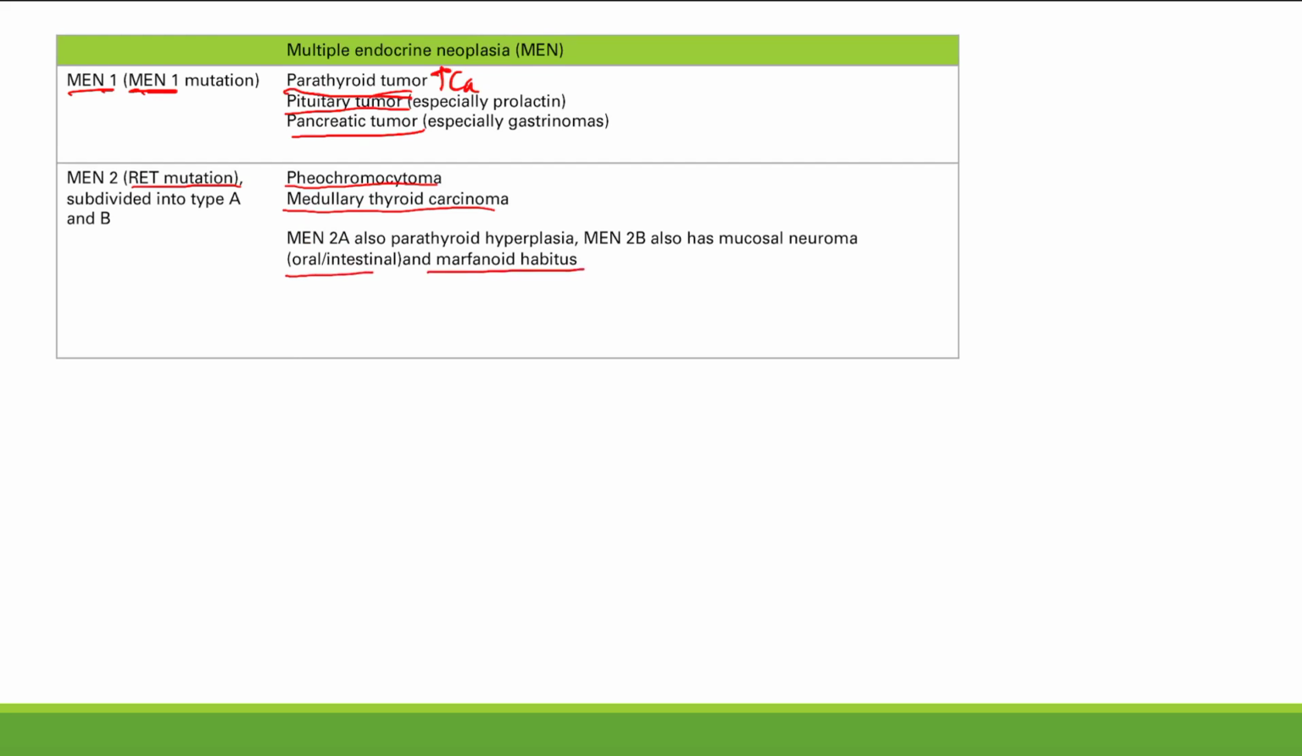And you have a marfanoid habitus. What does that mean? It's when they have longer arms and joint laxity. So MEN2A has pheochromocytoma, medullary thyroid carcinoma, parathyroid hyperplasia. MEN2B also has pheochromocytoma and medullary thyroid carcinoma, and also has this stuff: mucosal neuroma, marfanoid habitus.